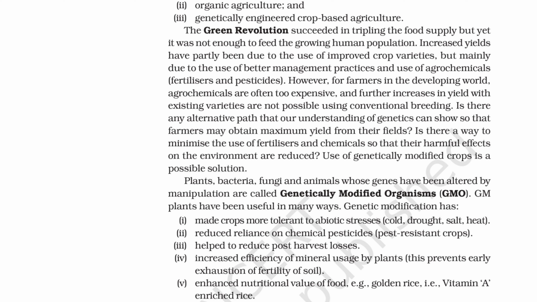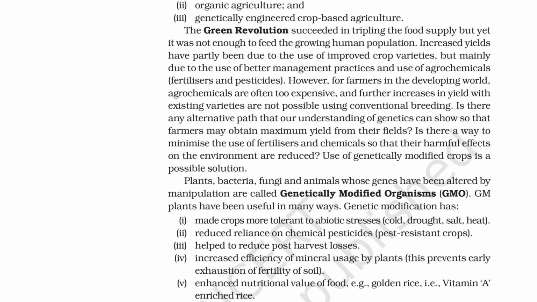However, for farmers in the developing world, agrochemicals are often too expensive, and further increases in yield with existing varieties are not possible using conventional breeding. Is there any alternative path that our understanding of genetics can show so that farmers may obtain maximum yield from their fields? Is there a way to minimize the use of fertilizers and chemicals so that their harmful effects on the environment are reduced? Use of genetically modified crops is a possible solution. Plants, bacteria, fungi and animals whose genes have been altered by manipulation are called genetically modified organisms, GMO.